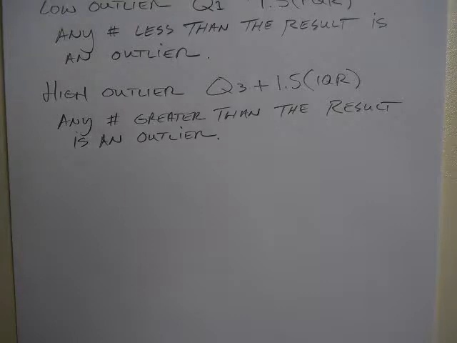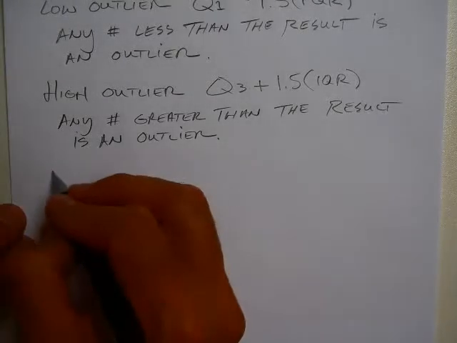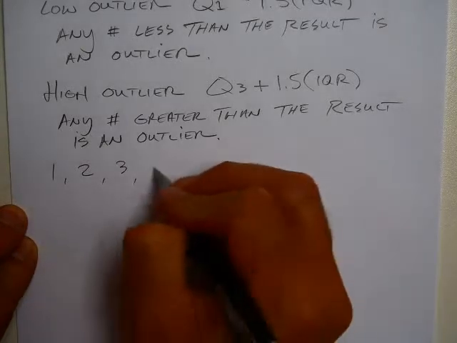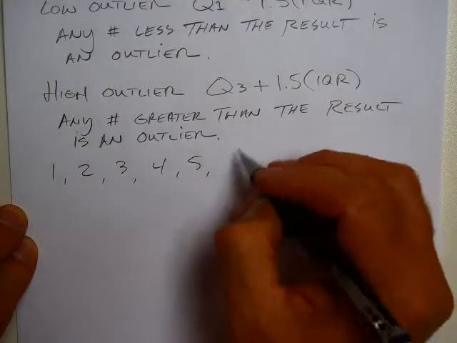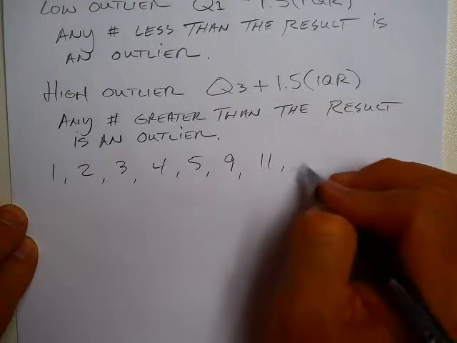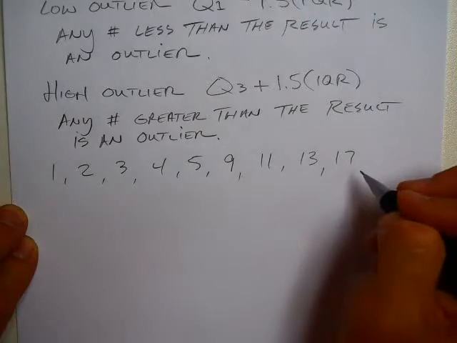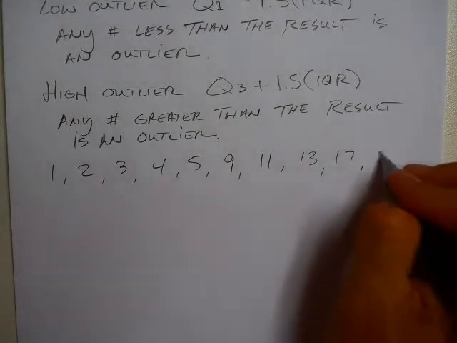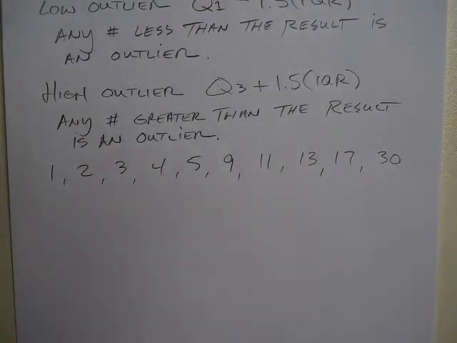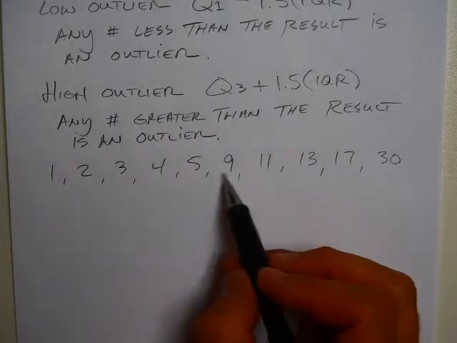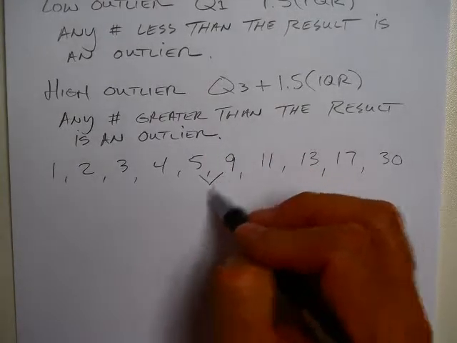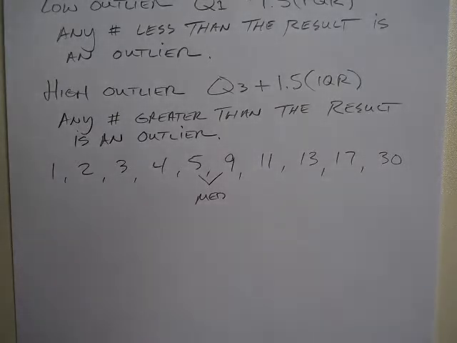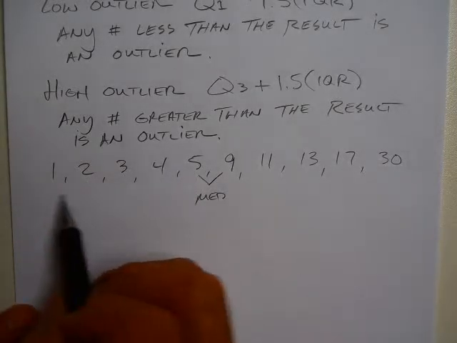So let's look at a data set that's a little bit bigger than our 1, 2, 3, 4, 5, but it's still going to have 1, 2, 3, 4, 5. But let's add a 9, an 11, a 13, a 17, and a 30. So the median in this case is going to be between 5 and 9, so 7. But I don't really need that for the IQR. I need Q1 and Q3.